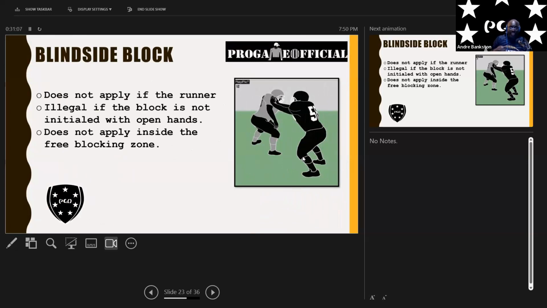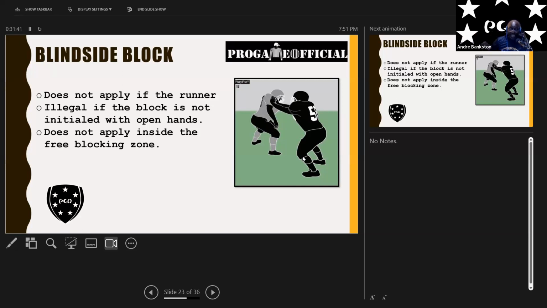So when you're going to make contact with someone who does not see the block coming, you have to have extended arms. But guess what? If you're in the free blocking zone, you do not have to have extended arms. You can block with the body in the free blocking zone, but only in the free blocking zone. And we'll discuss what that is in a little bit. But outside of the free blocking zone, it must be the extended arm technique with any opponent who doesn't see the blocker coming, even if it's in the front.